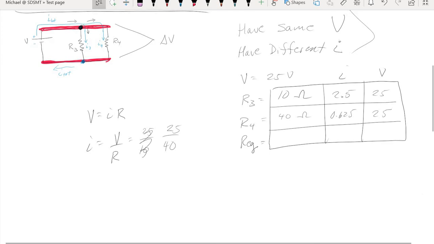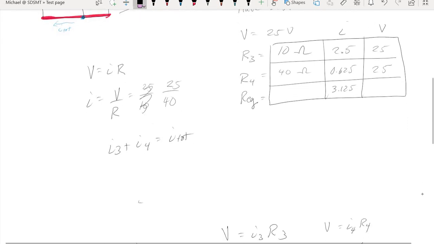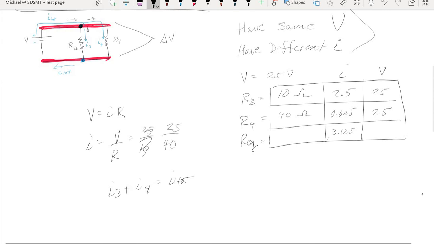Now that I have the individual current values for resistor 3 and resistor 4, remember that the total current coming from the battery has to be the combination of those two. 0.625 plus 2.5 makes for 3.125. So if we redraw this circuit utilizing an equivalent resistor, that would be the battery of 25 volts connected to an equivalent resistor. I now know that the total current that has to come out of the battery is 3.125 amps.